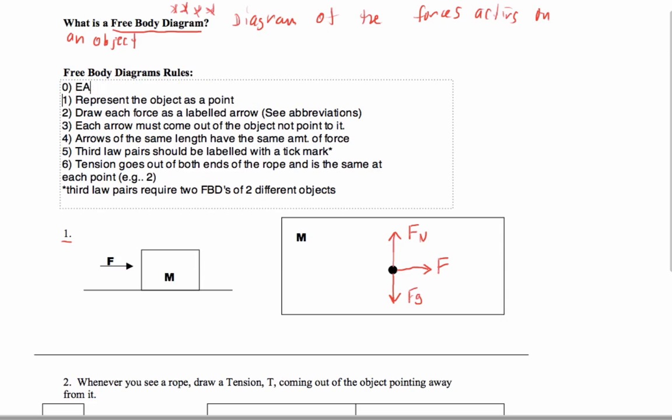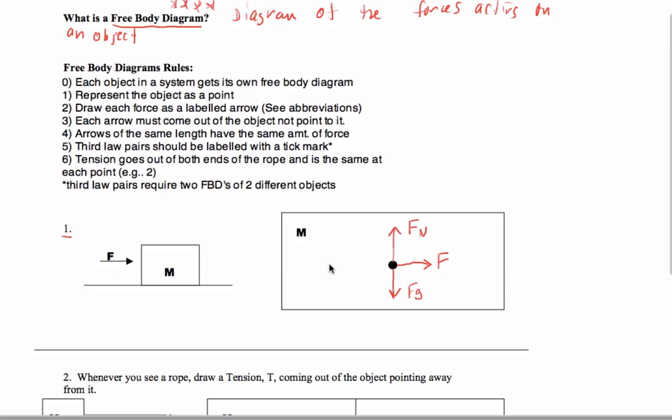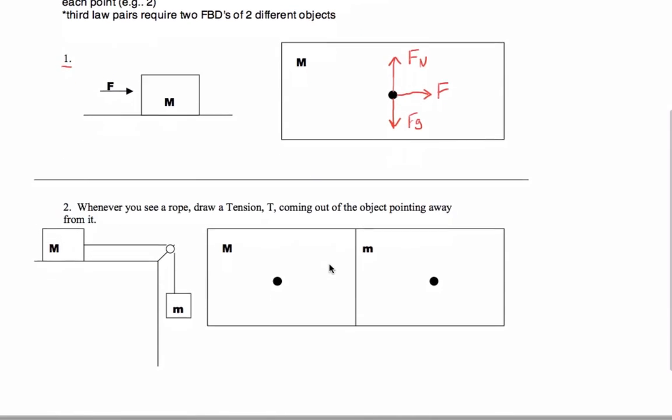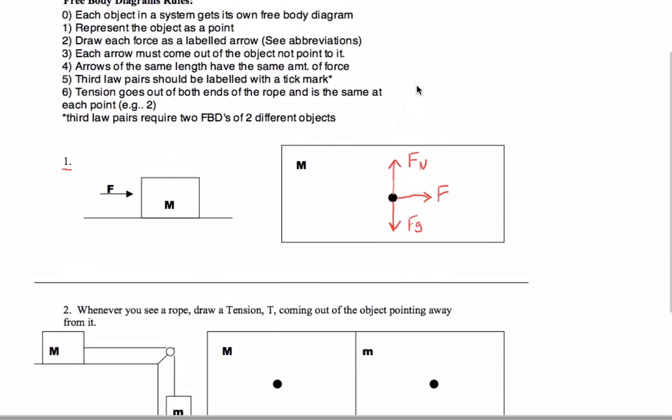Each object in a system, meaning a system is something that I give you, or a drawing. Each object in a system, or in a problem, gets its own free body diagram. So those are all the rules of the free body diagrams. We did a little example problem here. And you know what? I'm going to go back and do number 2 in its own little video just for you next.